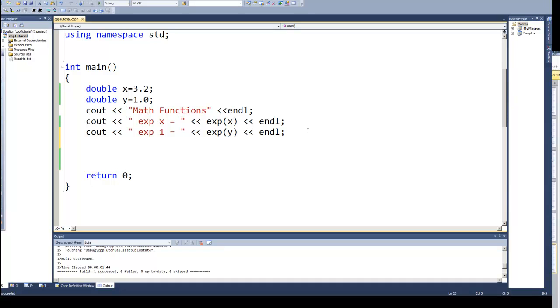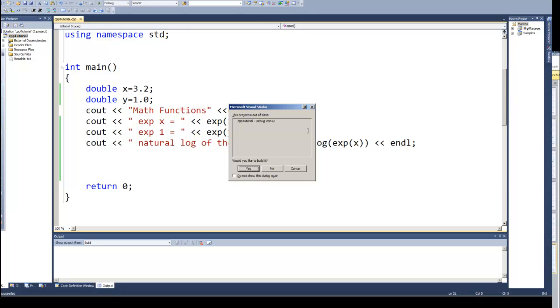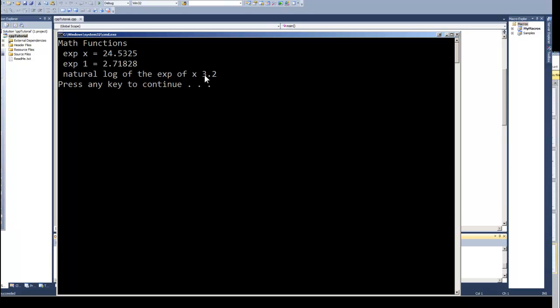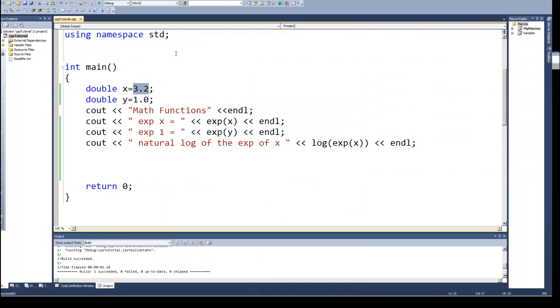And if you go back to when we did the logarithm, the natural log, if I were to do a log of the exponent of x, basically we're reversing that operation. So if I were to do the log, and remember we can nest functions, of the exponent of x, we should end up back with x. So let's run that one just to see what result it gives us. And we come up with the 3.2, and again our x value is 3.2.